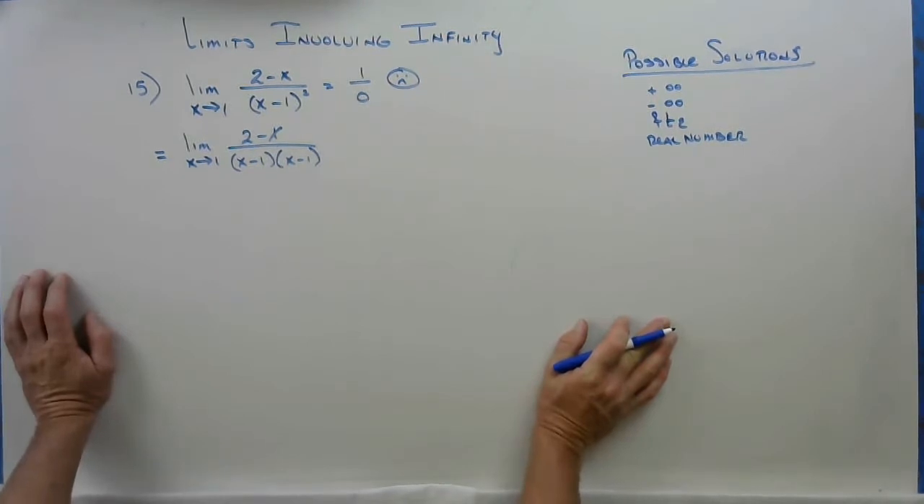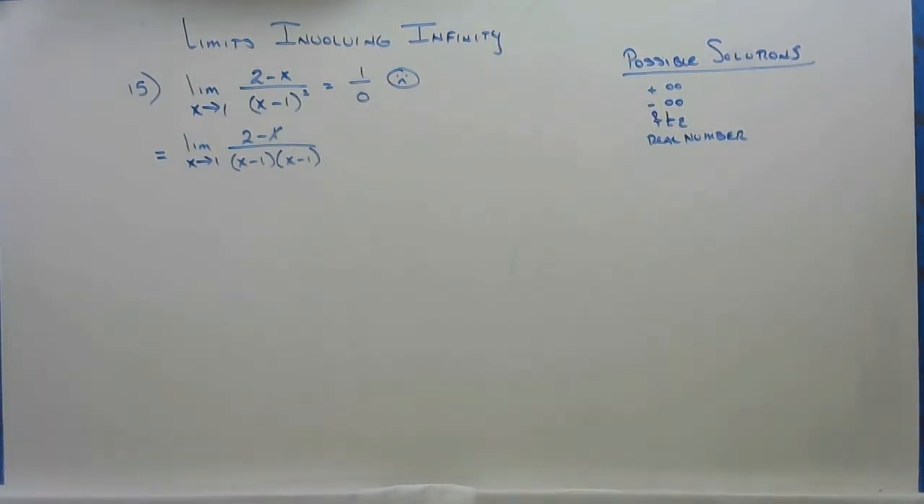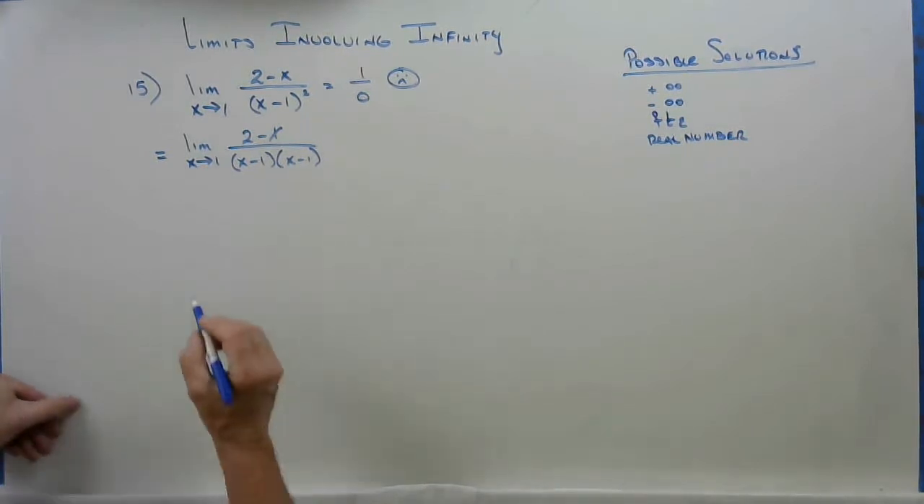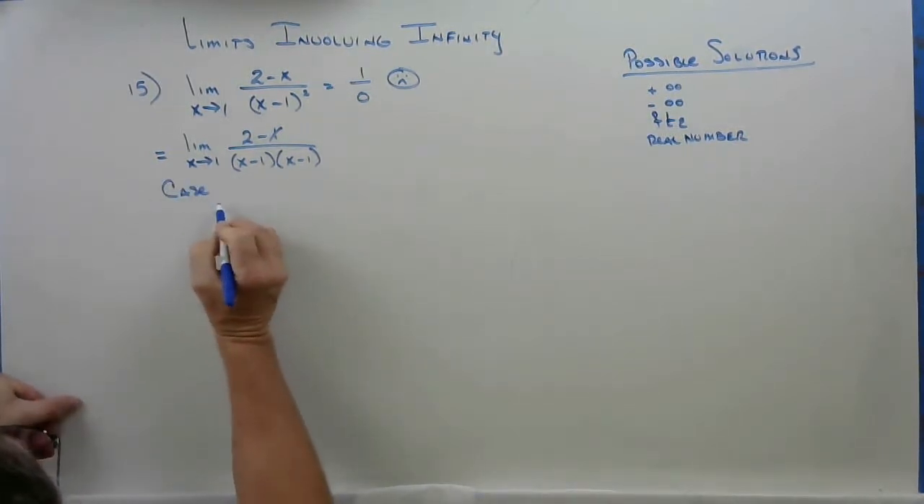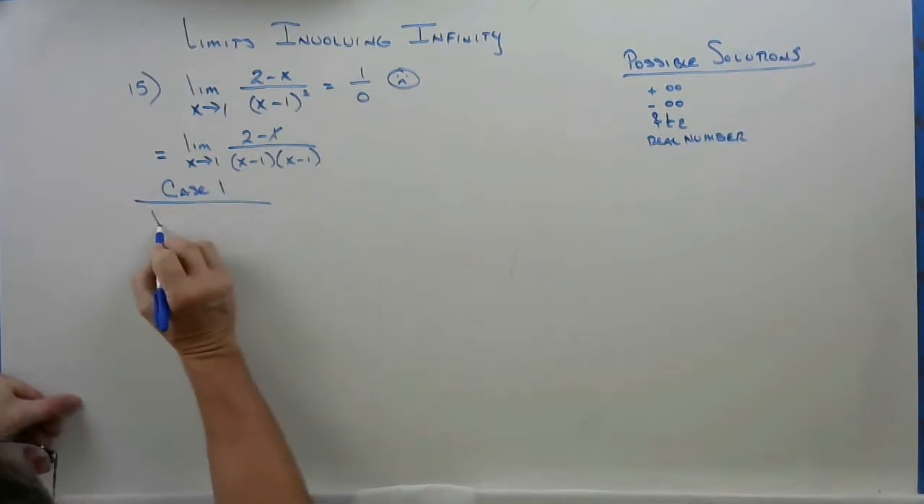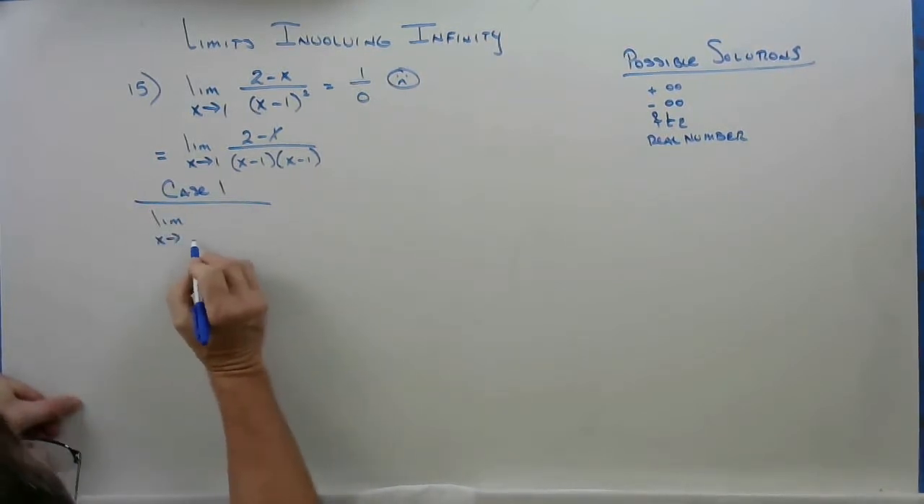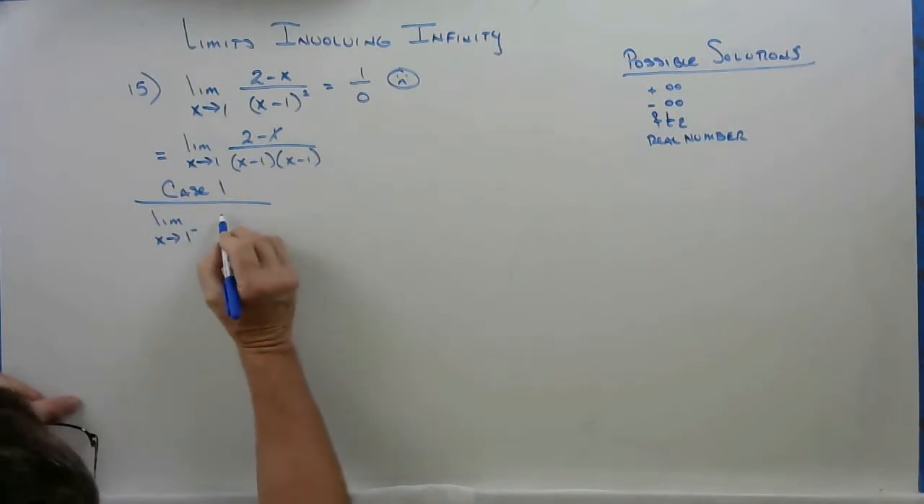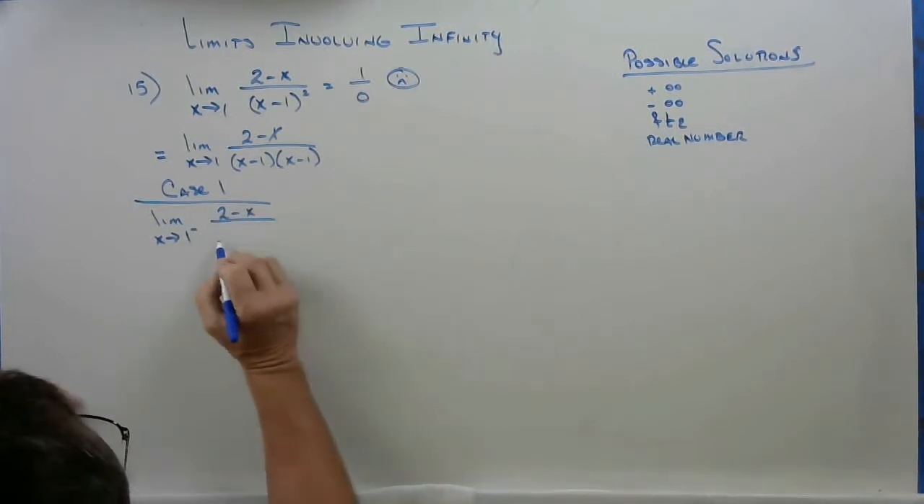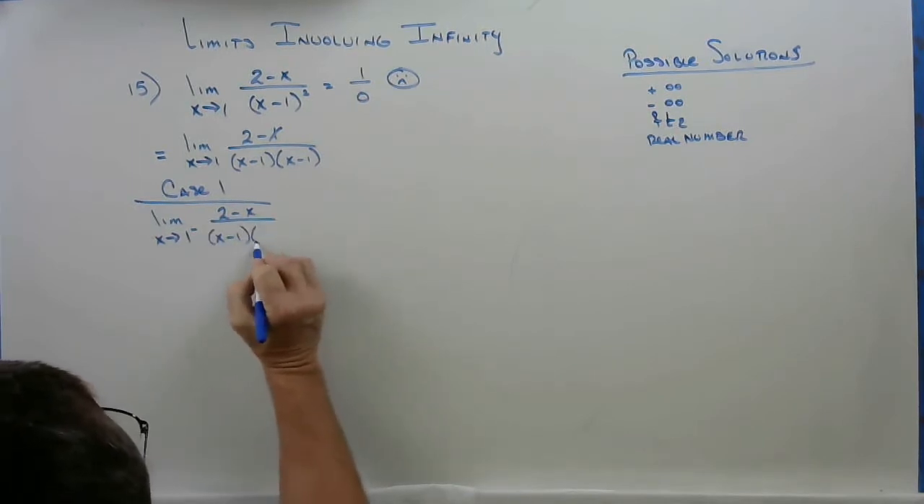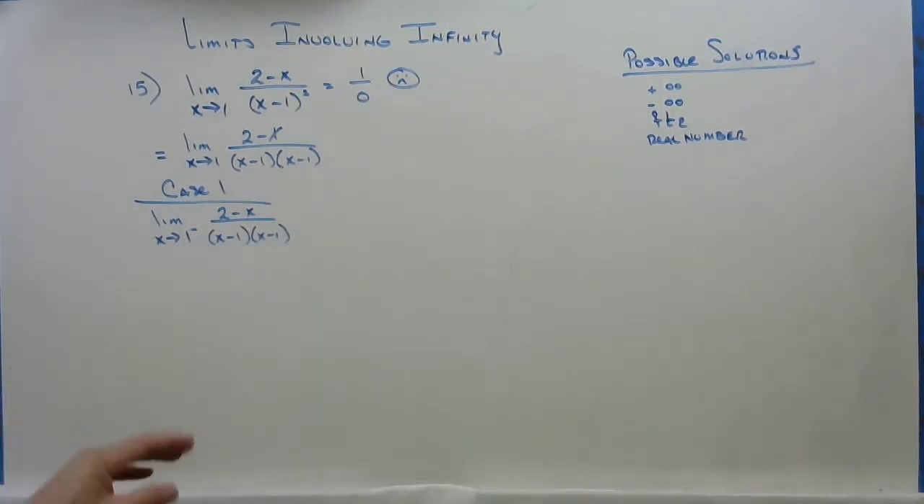And so this is what happens when we do limits involving infinity. We can't stop here. This isn't where we stop. This is just the beginning. So what am I going to do? I'm going to have to consider two cases. I'm going to have to take a look at case 1. And I'm going to have to take the limit of this as x approaches 1 from below of (2 minus x) over (x minus 1) times (x minus 1). All right, this is what I'm going to have to do. So what is this going to give me? Well, I don't know. I'm going to have to do some analysis.